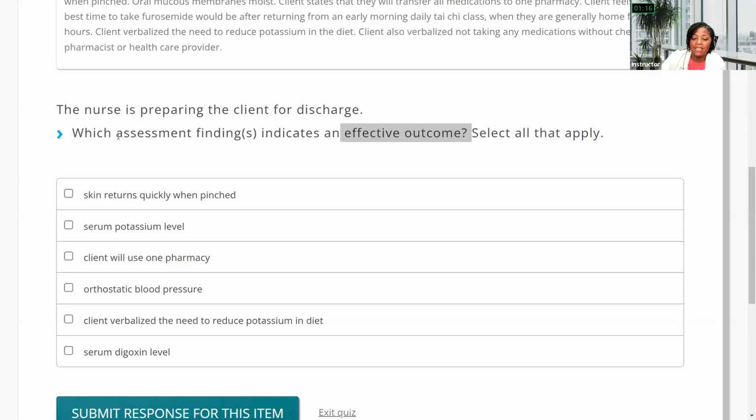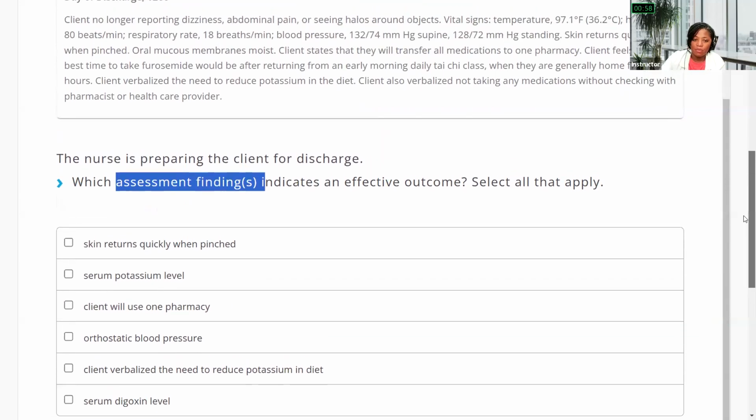It's basing it off assessment findings. It's not basing it off the actual labs, the old ones. It's saying which assessment findings indicates an effective outcome.